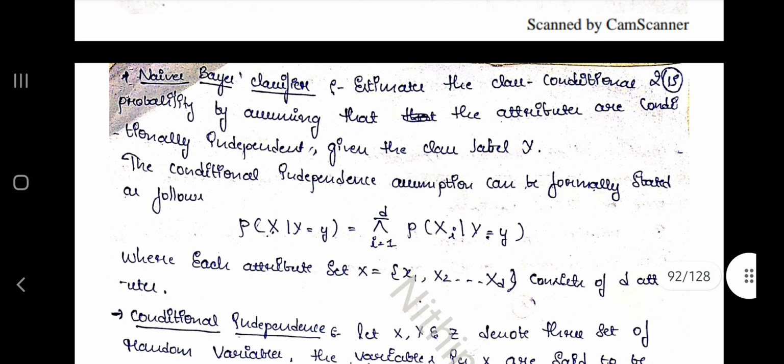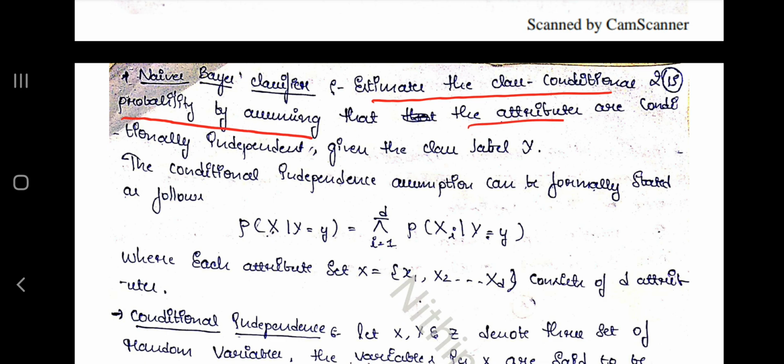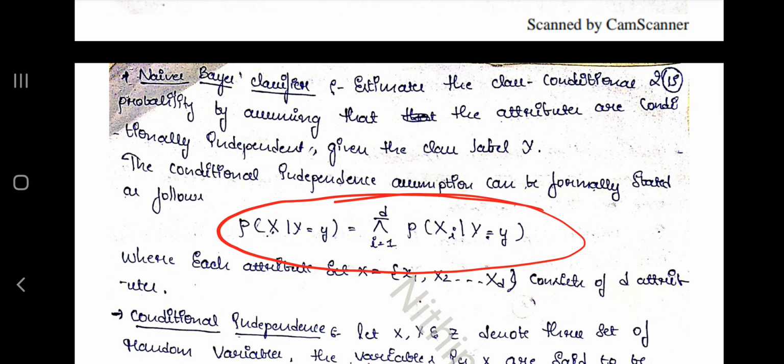The first key point, if they ask this, is to estimate the class conditional probability by assuming that the attributes are conditionally independent. This is the key point. If they are conditionally independent, then only you will use this one. If they are conditionally dependent, you will use the Bayes theorem. And this is the second key point: you need to write the formula and explain each attribute.